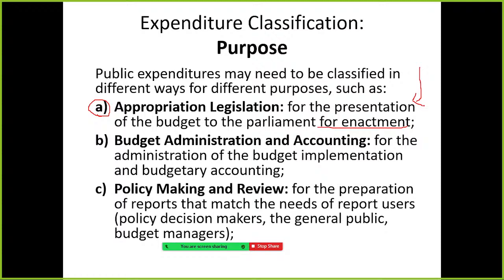So without classification of expenditure, how can they present in the Parliament? Simply saying we are going to collect this amount of money and we are going to spend this amount of money, for this ministry this much, this ministry this much. Is it enough? No, it is not enough. The Minister of Finance explains each and everything. It's a document, right? I will show you the budget document. And the second purpose of classification of expenditure, budget administration and accounting.